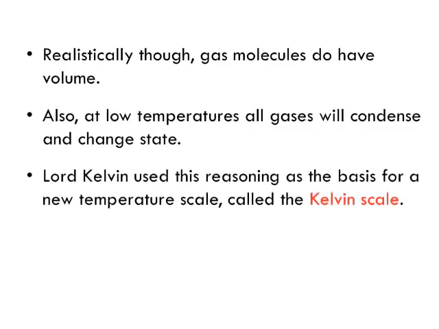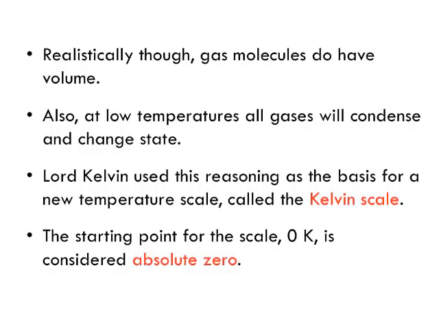Lord Kelvin used this reasoning as the basis for a new temperature scale called the Kelvin scale. And in the Kelvin scale, we have something called absolute zero, which is the temperature at which technically all gases would cease to show motion and would have a hypothetical volume of zero. So the starting point for the Kelvin scale, as I said, is 0 Kelvin, which is absolute zero. So when we're looking at 0 Kelvin, we are referring to minus 273 degrees Celsius.